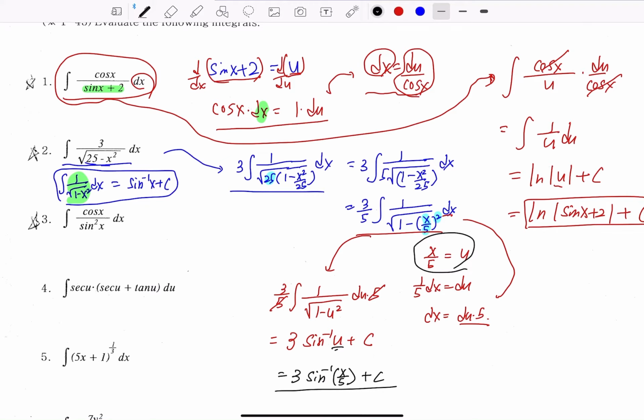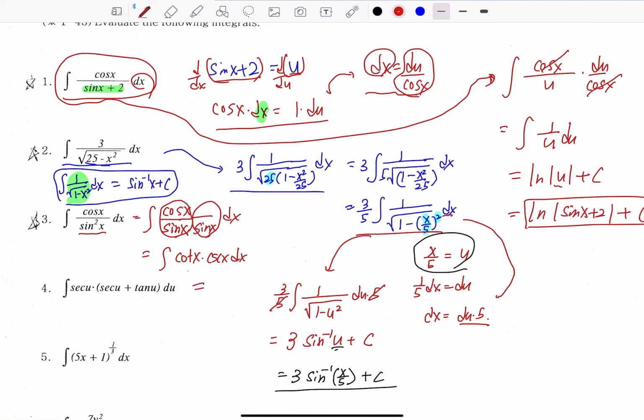Next question, number 3. Integral cosine x over sine squared x dx. Do I have to use u substitution? I think you can change the given fraction to cosine x over, in the denominator, there are 2 sine x because this is sine squared. So it's like sine x times sine x dx. So you change cosine over sine to cotangent x, and 1 over sine to cosecant x.